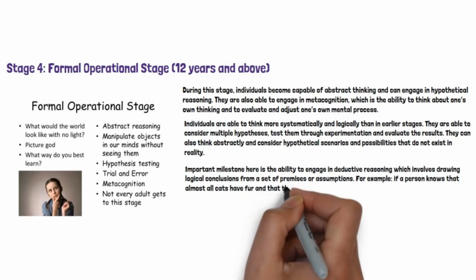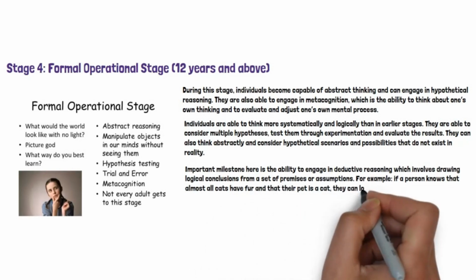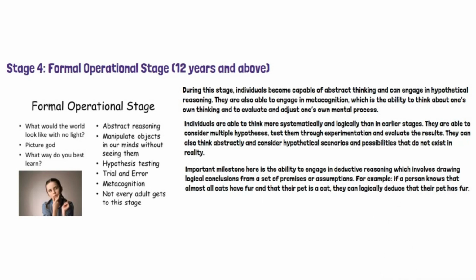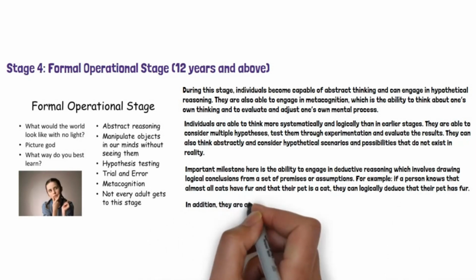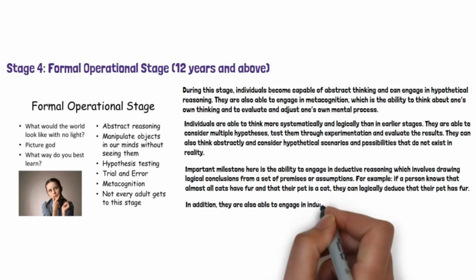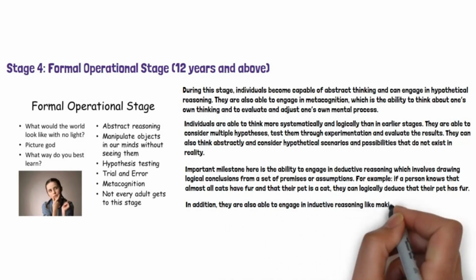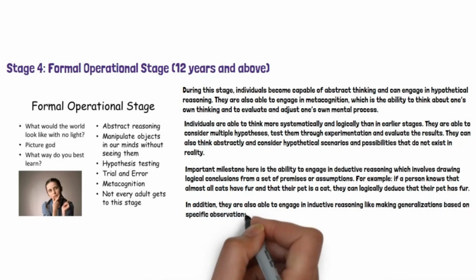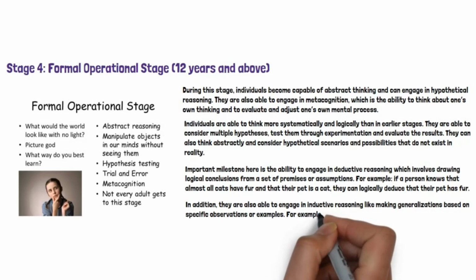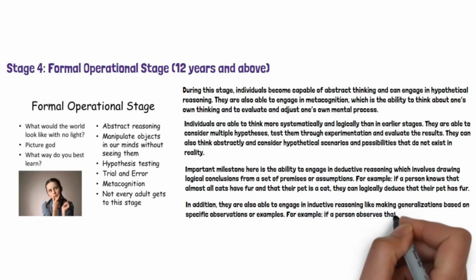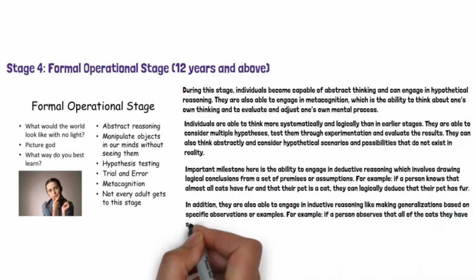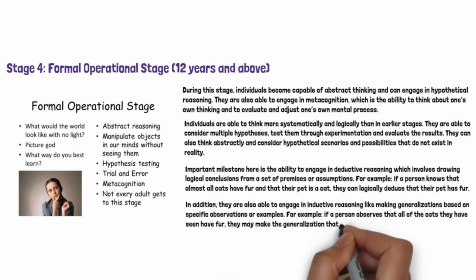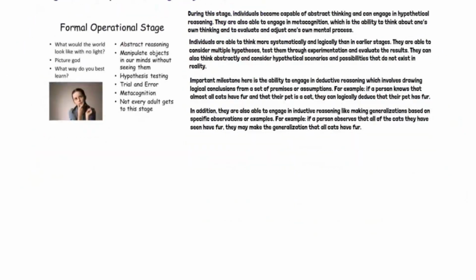In addition, they are also able to engage in inductive reasoning, making generalizations based on specific observations or examples. For example, if a person observes that all of the cats they have seen have fur, they may make the generalization that all cats have fur. It is important to note that not all individuals reach the formal operational stage, and even those who do may not use formal operational thinking consistently in all areas of their lives.